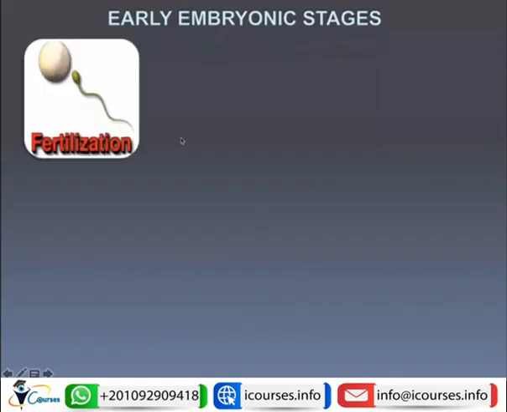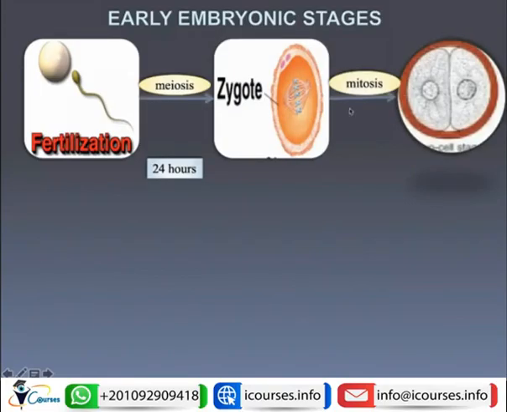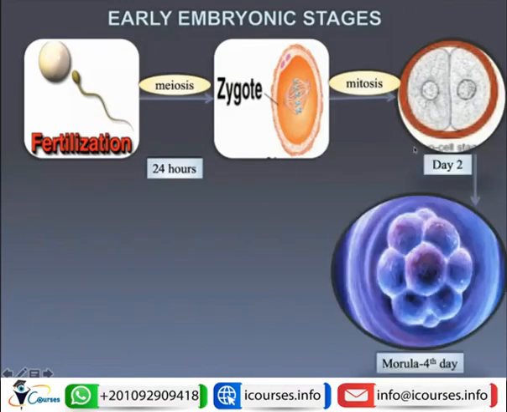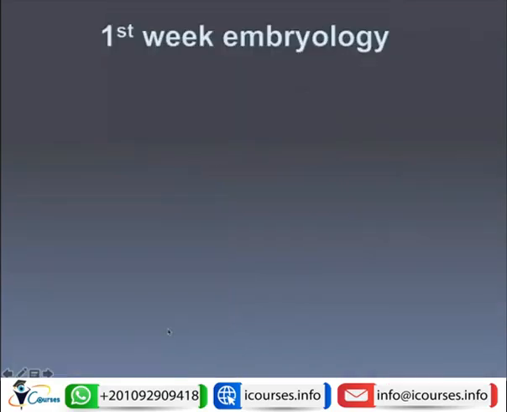So here are the early embryonic stages. We have a fertilized ovum that undergoes meiosis and mitosis to form the zygote. The zygote undergoes mitosis to form the 2 cell stage, 4 cell stage, and 16 cell stage or morula. Then the morula will transform into a blastocyst. This blastocyst will consist of an inner cell mass and an outer cell mass, or a cavity. So this blastocyst in the fifth day will be ready for implantation in the uterine cavity.